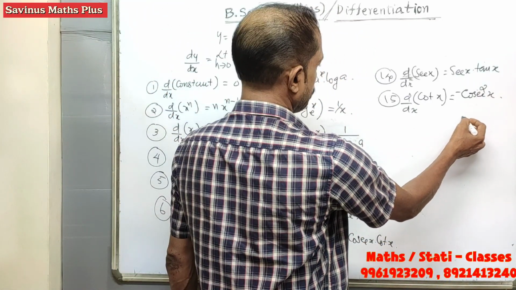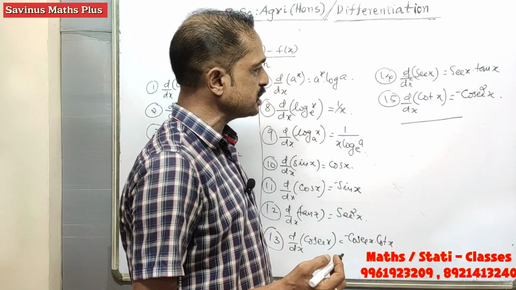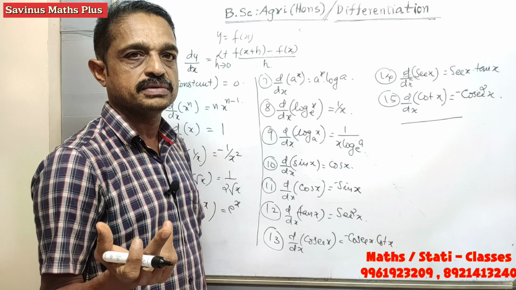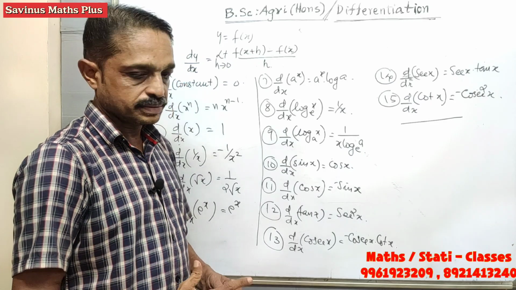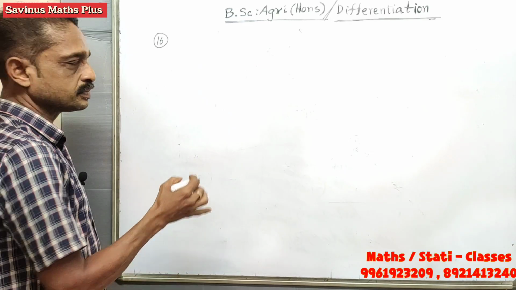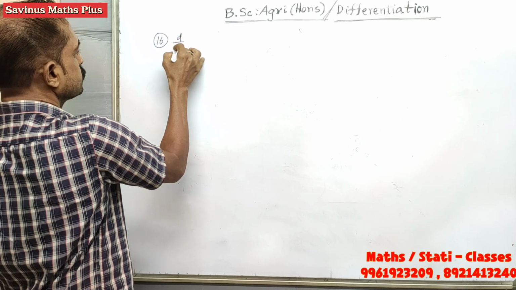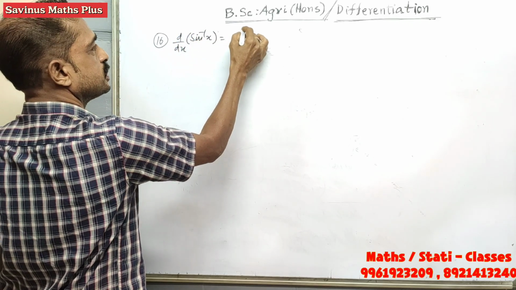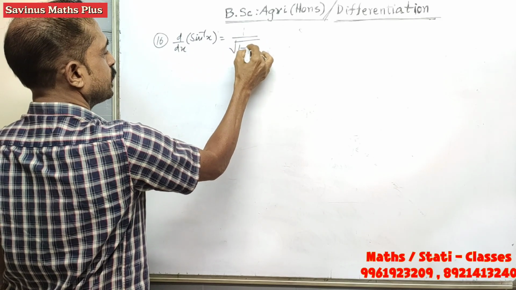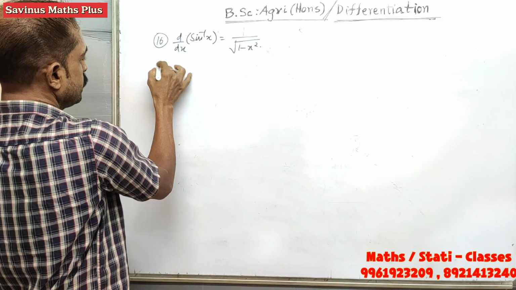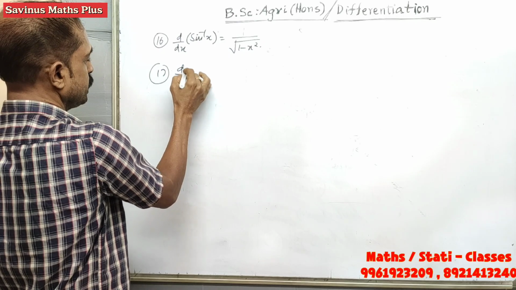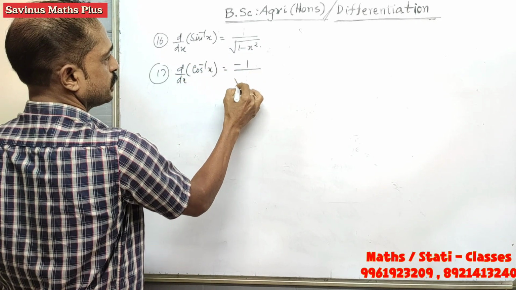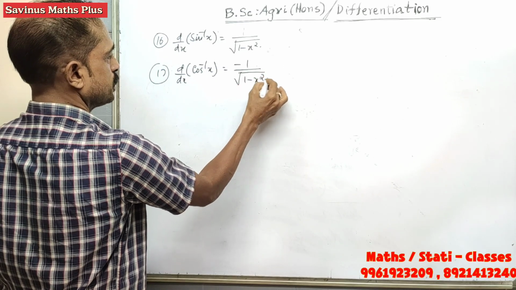And next comes differential coefficients of inverse trigonometric functions. Inverse trigonometric functions means sine inverse x, cos inverse x, etc. dy/dx of sine inverse x is 1 by root of 1 minus x square. d by dx of cos inverse x is equal to minus 1 by root of 1 minus x square.